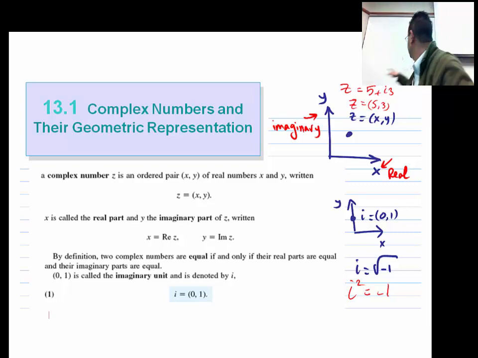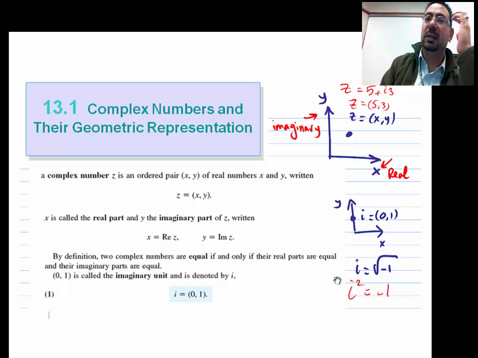And again, note that this z can at any moment be replaced by x plus iy. So if sine of x plus iy is 5, what's x and what's y? That is the kind of problem that we have. So let's see how we're going to solve this.